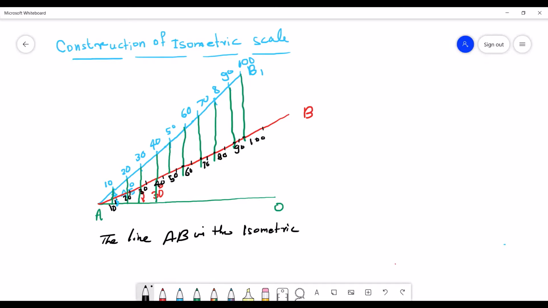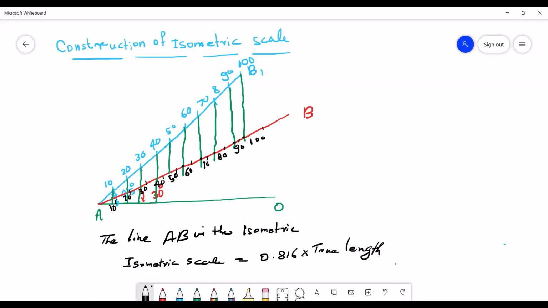And the isometric scale, compared to the actual scale, will be smaller than the actual scale. And generally it is 0.816 into the true length.